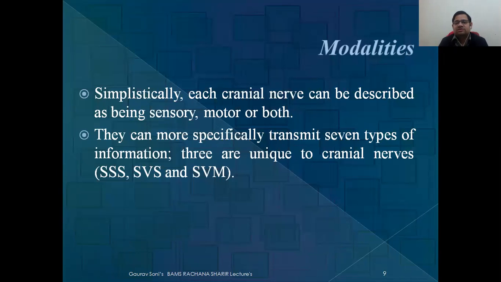Now, modalities or types. So this is very important to understand what functionally they are going to do. So you see, simply each cranial nerve can be described as sensory, motor, or mixed, or both. Here we are going to use the term both. They can more specifically transmit 7 types of information. 3 of them are very unique to cranial nerves only: SSS, SVS, and SVM. We are going to talk about them in detail also.